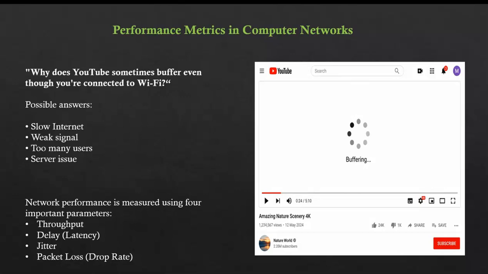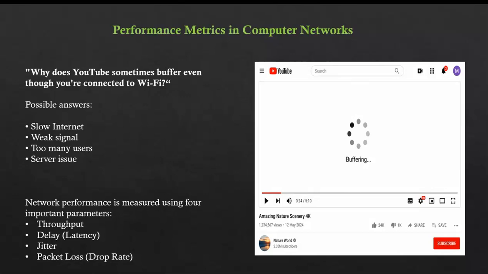What do you actually think about it? You might think it's just because of slow internet, a weak signal, too many people on the Wi-Fi, or maybe because of server issues. You are absolutely right. But to truly understand why, we need to look under the hood.